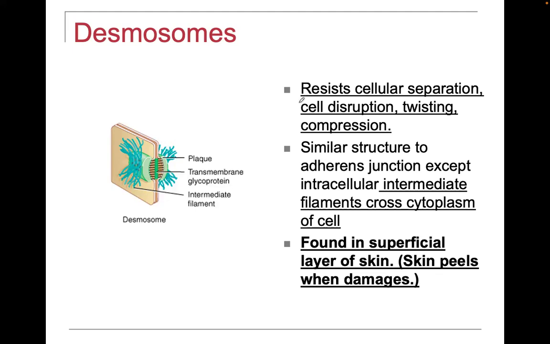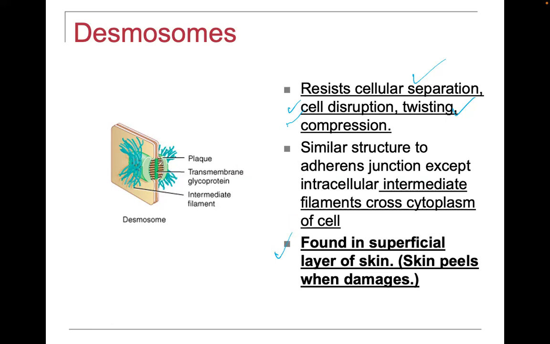Desmosomes are another type of junction. They're designed to resist cellular separation or cellular disruption. They're designed to handle twisting and compression. So when I think of this, I think of a person going to a massage therapist where they're manipulating the skin, twisting and compressing, and the skin doesn't bleed and doesn't get all ripped apart, unless there's a soft tissue, a connective tissue disorder, of course. But in healthy individuals, these desmosomes are strong and they're found in the superficial layer of the skin.